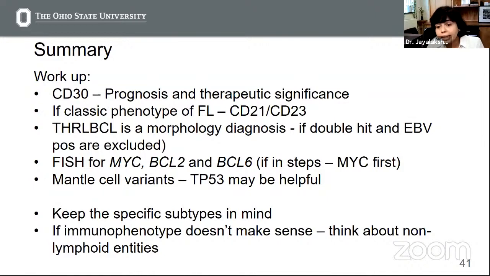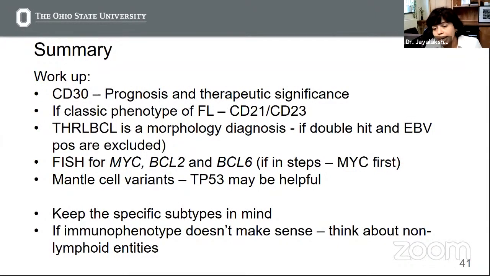Then CD30 can be expressed by diffuse large B-cell lymphoma cases, particularly those with anaplastic morphology. The prognostic significance of CD30 is a bit controversial, but CD30 can be an important therapeutic target, particularly in recurrent refractory cases. If classic follicular lymphoma phenotype or suggestion of nodularity in morphology is seen, rule out high-grade follicular lymphoma by doing follicular dendritic cell meshwork markers.